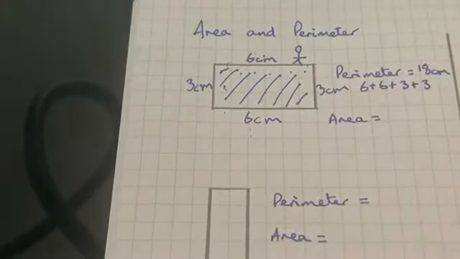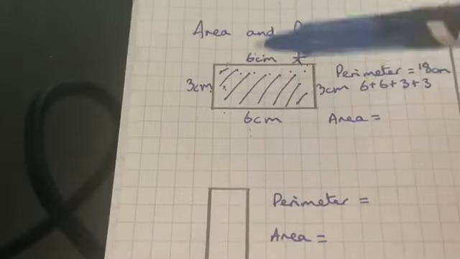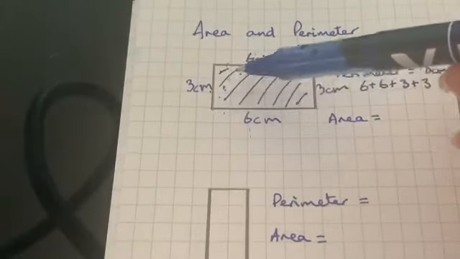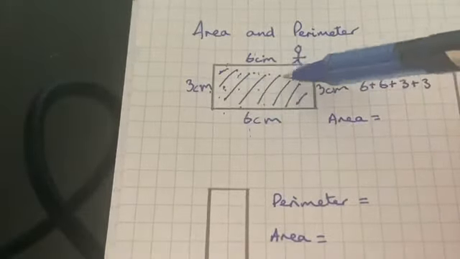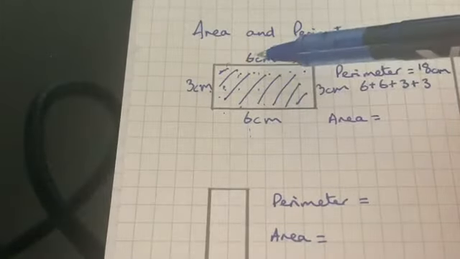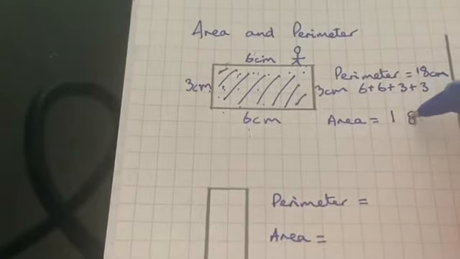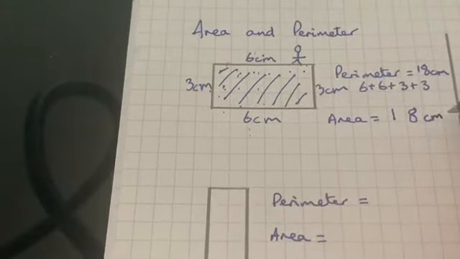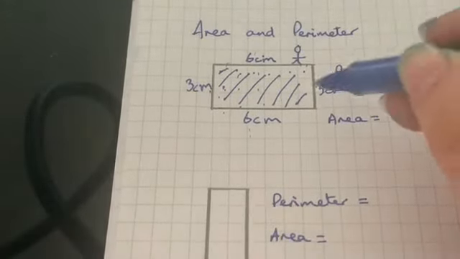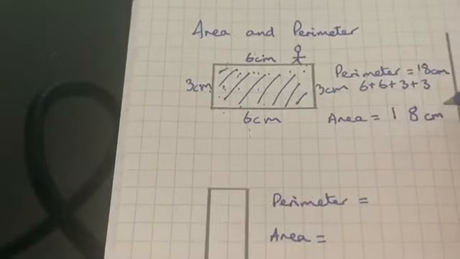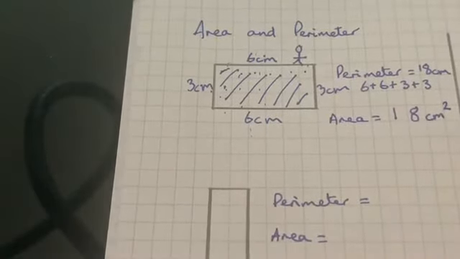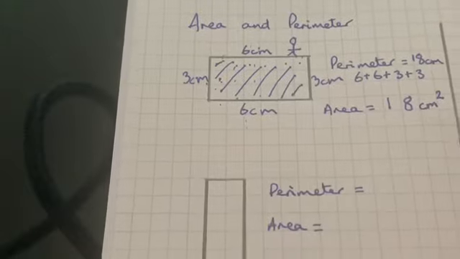To find the area, we're going to do 6 times 3. That would be if we were to count every single square within the shape. So 6 times 3 is also 18. The difference this time, because we were counting each square, that's why we write squared, 18 centimetres squared.